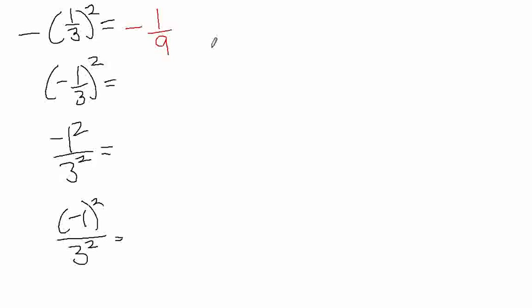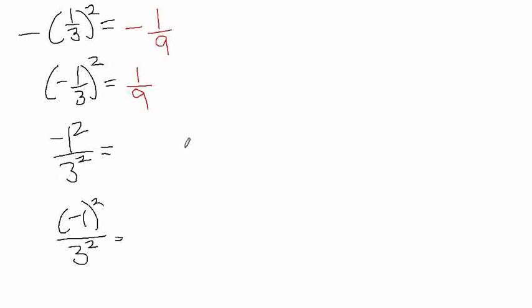For the second one, I've got to treat the minus 1/3 as a unit, as a package. I can't remove the negation, remove the minus, the dash. So minus 1/3, that unit times itself gives positive 1/9, because a negative times a negative gives you a positive.